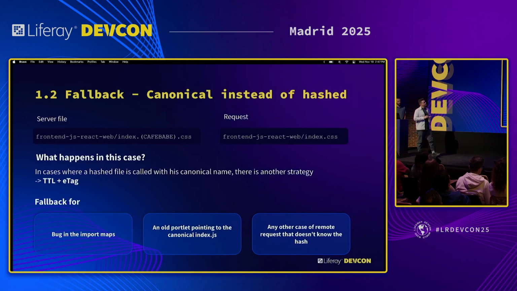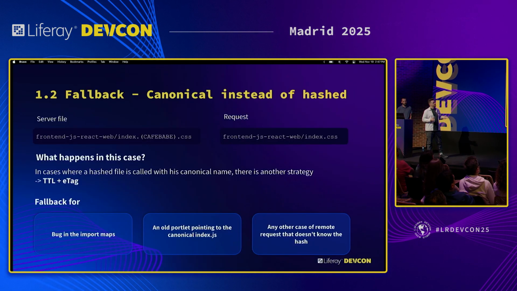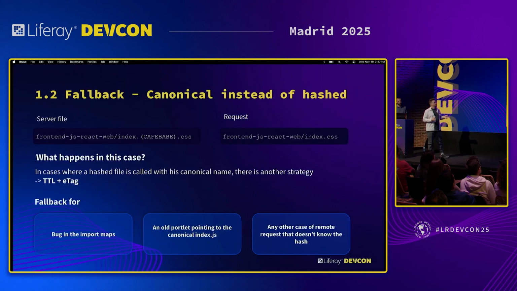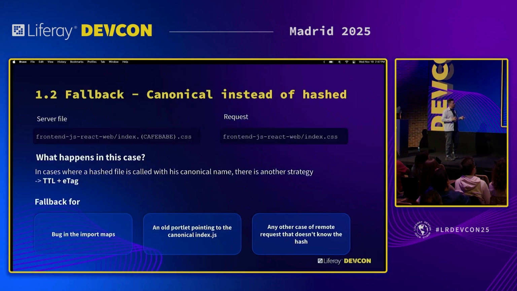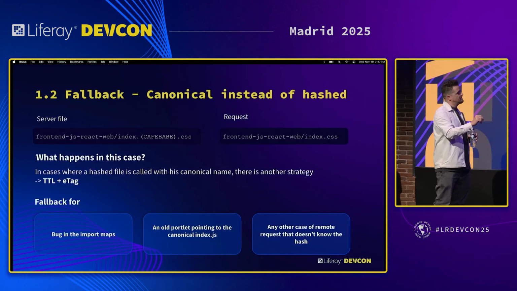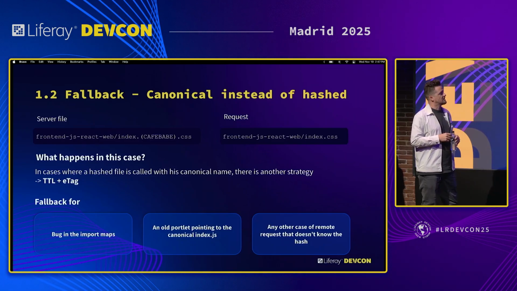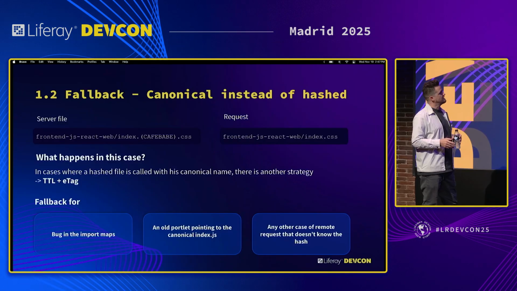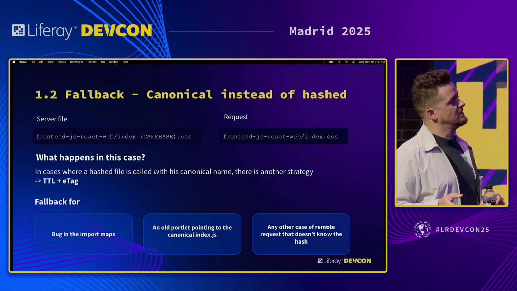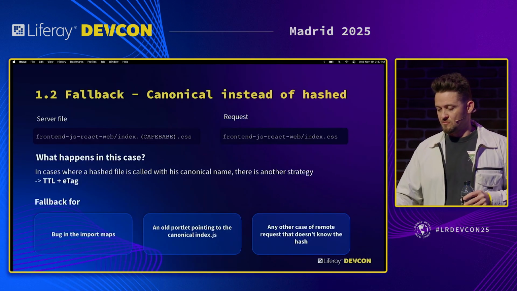So what happens if we don't know the name of the hash file? This is a fallback. This shouldn't happen. But it can happen, because imagine that we have a bug in the import maps and it's not able to point to the last name of the files, or we have an old portlet that was directly pointing to the canonical name, the index.js, or any other case of a remote request that doesn't know the hash. In that case, we are using another strategy, which is using TTL and ETag, and that is configurable.